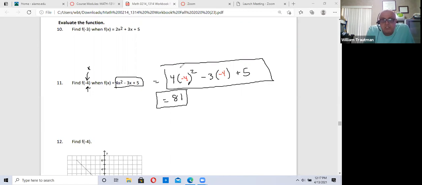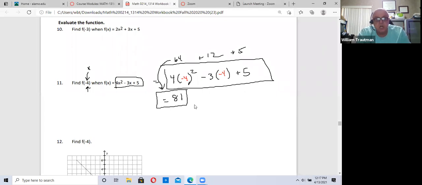I mean, if you look at just this, -4 squared is 16 times 4 is 64. -3 times -4 is a positive 12. When you add these up, you get 81. So you don't have to plug it in a calculator. You can do it using the order of operations, but that's what you should get.